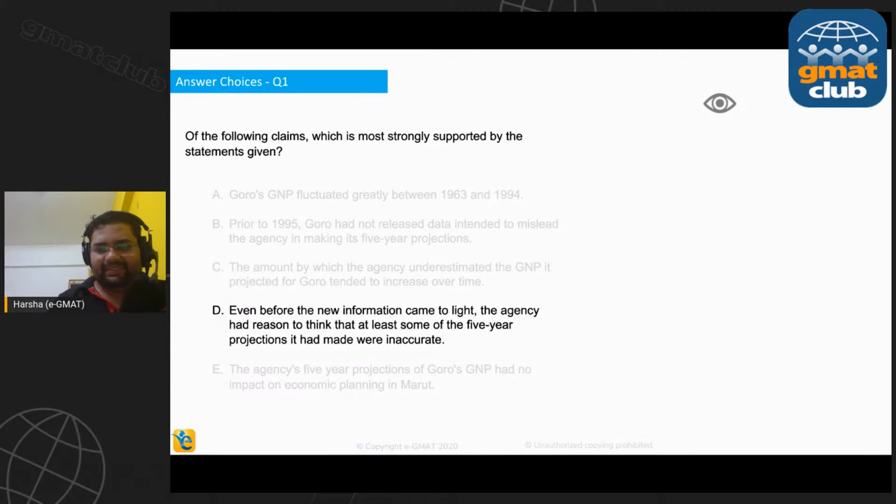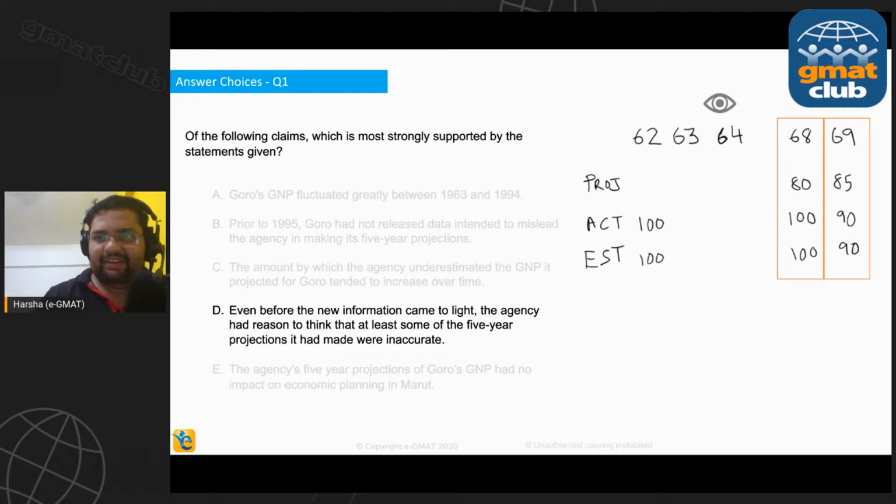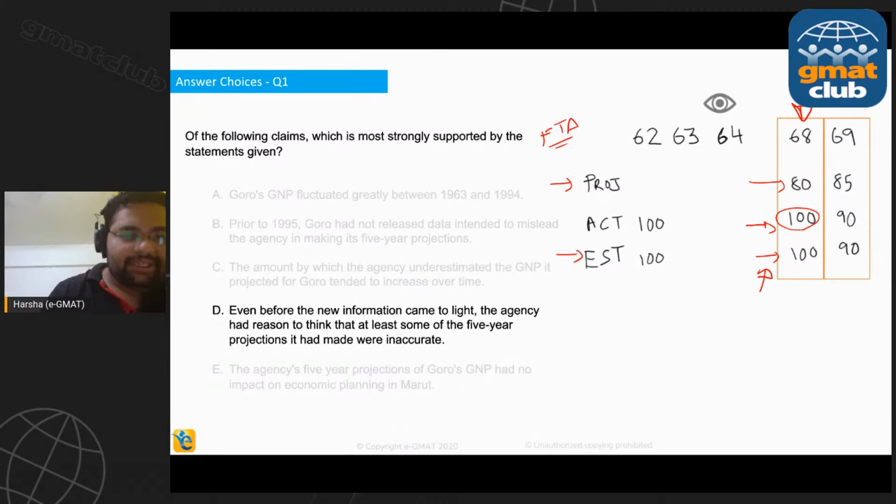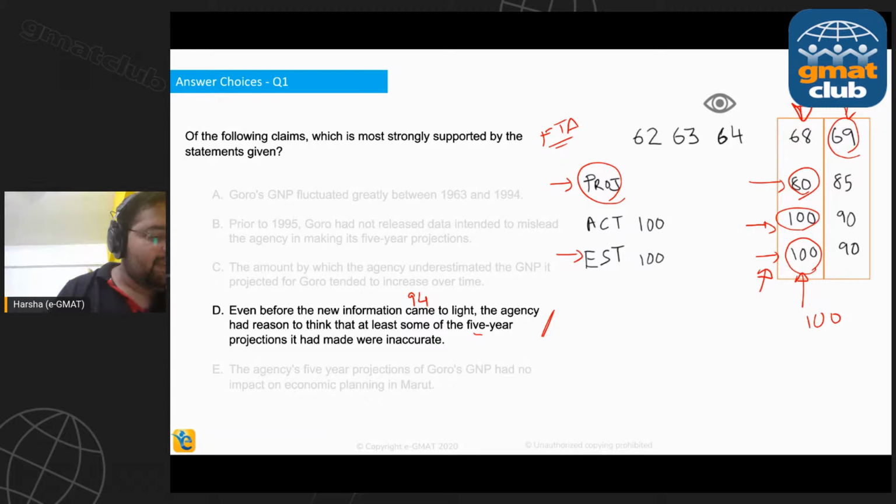But let's come to the answer choices that are very interesting here. Now think about this. Bring back our visualization of this. 1968, you can already see, boss, if the actual GNP is 100, for the same agency, this foreign trade agency, the same agency has both these records. Look at option D. Even before the new information came to light, when did the new information come to light? 1994. So even before 1994, the agency had reason to think that at least some of the 5-year projections were inaccurate. Doesn't option D make very intuitive sense?